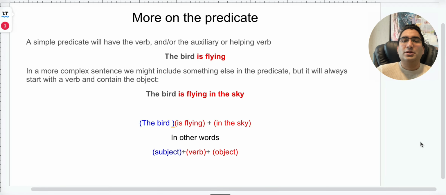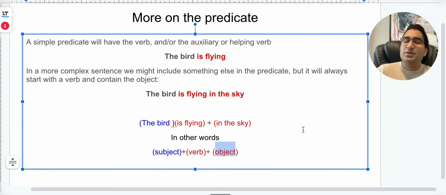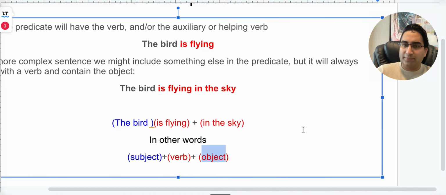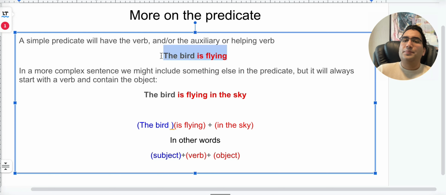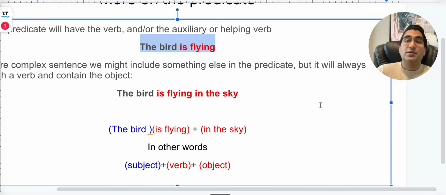We're now going to jump to a little bit more detail on the predicate, plus an important thing that you have to understand, which is the object. So now let's look at this example. "The bird is flying," okay? So the bird is doing this action of flying. The predicate in this case is the red one, "is flying." Simple, we know that.